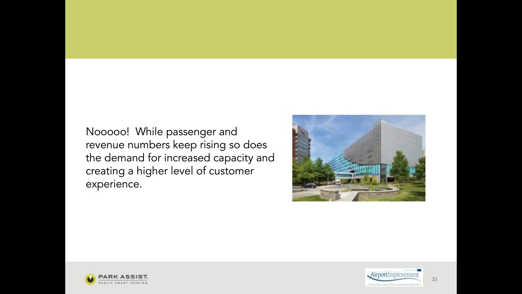While passenger and revenue numbers keep rising, so does the demand for increased capacity and the push for a higher level of customer experience. We know better. We know that our industry can be somewhat cautious and know that past success is no guarantee of future fortune. We know that things can change faster than spring weather.